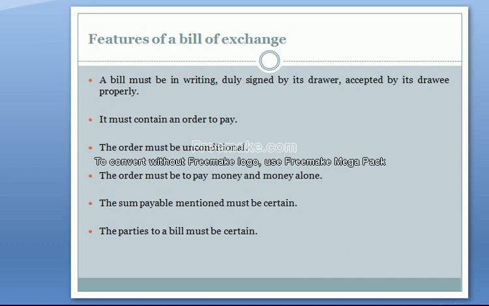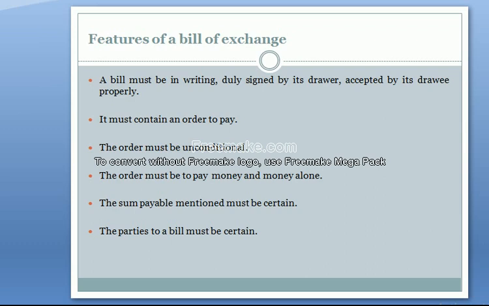Third one, the order must be to pay money and money alone. We are not ordering other things. Only and only we are ordering money. Look at, in the case of a bill of exchange, the drawer orders the drawee to pay a specific sum of money, nothing else, only the order of money is given.